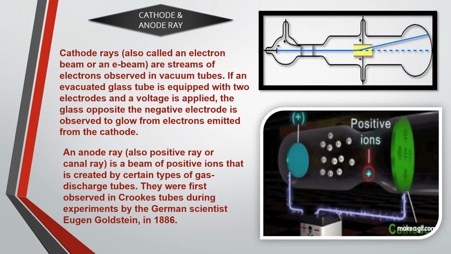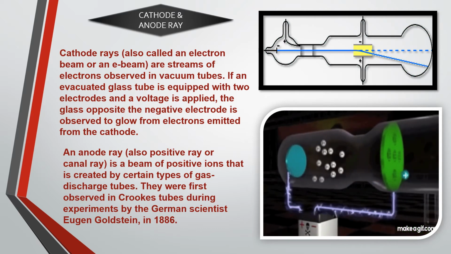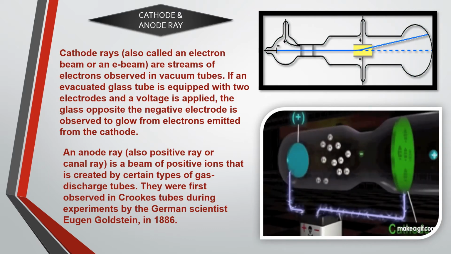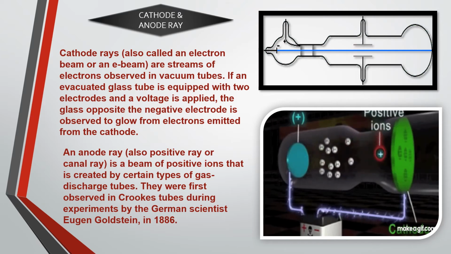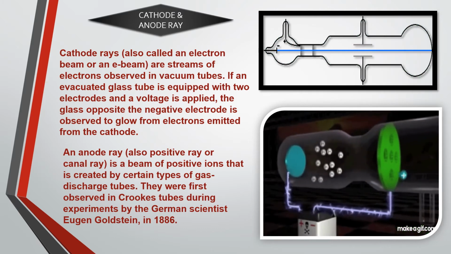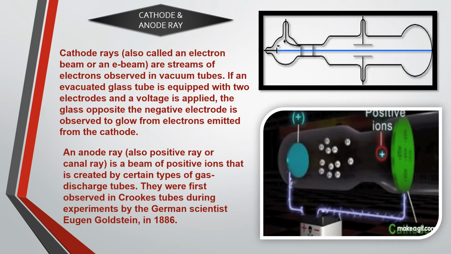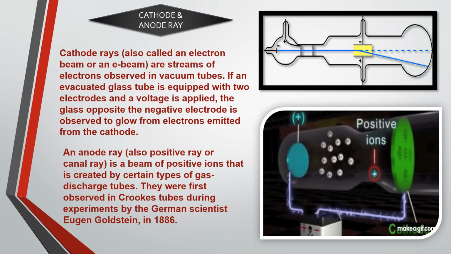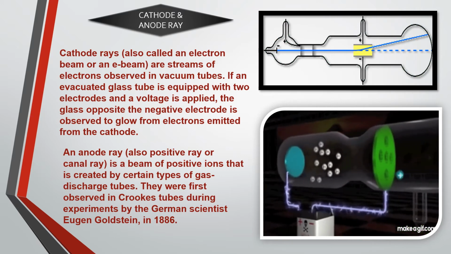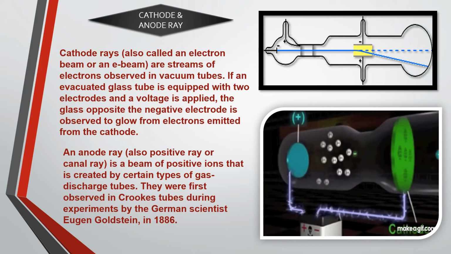Goldstein noticed that luminous rays emerging in straight lines from the hole in the cathode and moving with high speed in a direction opposite to the cathode rays. These rays are called positive rays or anode rays. These positively charged rays are composed of very minute positively charged particles called protons. The same proton was suggested by Rutherford.